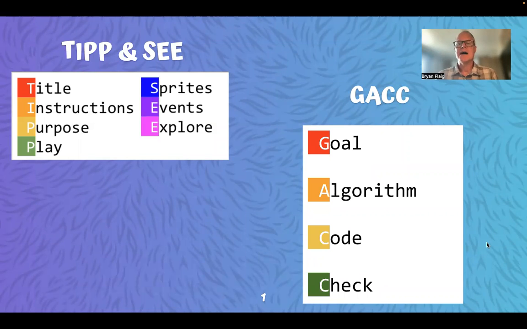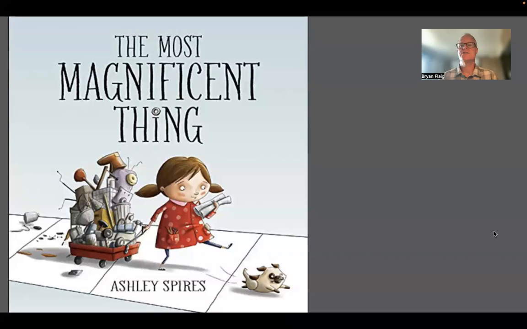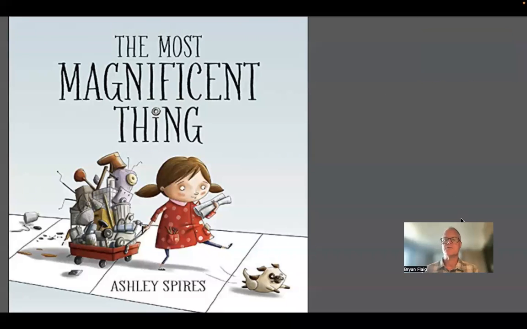Hello, programmers. I'd like to talk about our code reading strategy and problem solving strategy. Our code reading strategies are called TIP and C, and our problem solving strategy is called GACC. Now, these two strategies are related to previewing reading strategies that you might use in your elementary school classroom.